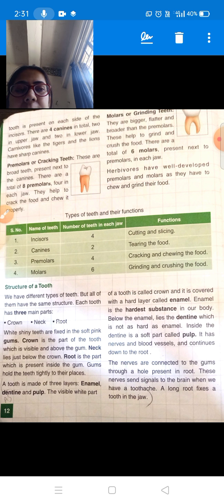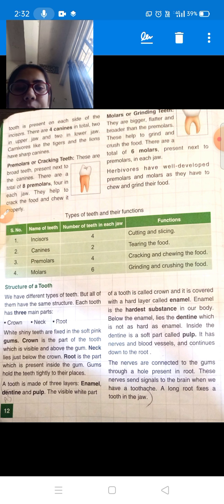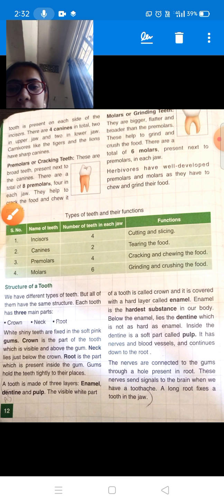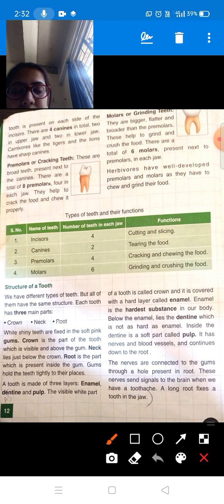Okay, now students, these are the parts of a tooth. But what layers is a tooth made up of, and of which substances? Now we will see that. Students, you can see here it is written that a tooth is made up of three layers: enamel, dentine and pulp. Our whole tooth is made up of three layers: enamel, dentine and pulp. The uppermost layer, the topmost layer of the tooth, is called enamel. Below the enamel there is dentine, and below the dentine there is pulp.